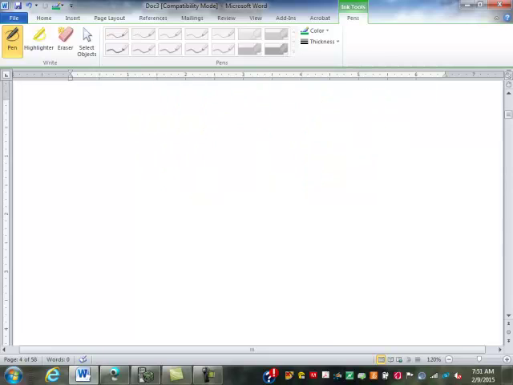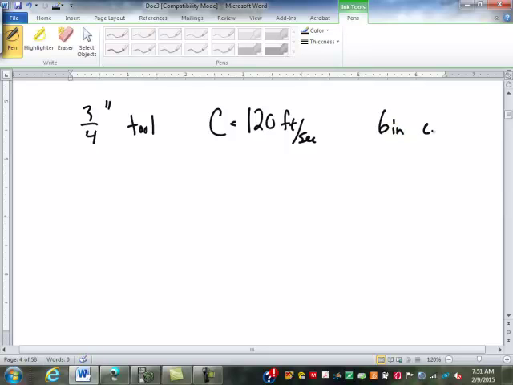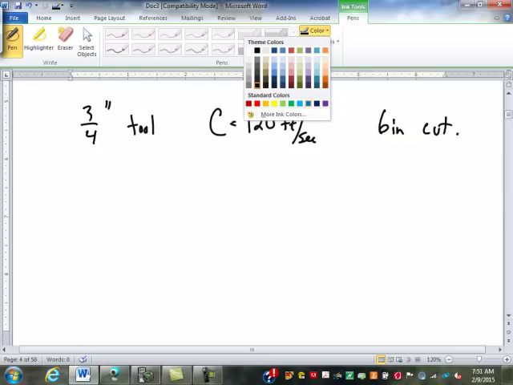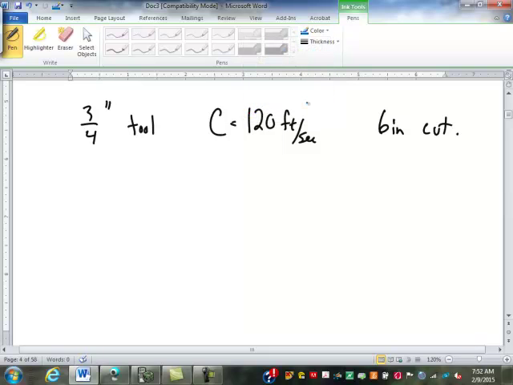So let's put this all together in one big example. Let's say that we have a 3/4 inch milling tool in a material where we can run a surface cutting speed of 120 feet per second. And we need to make a 6-inch cut. Let's figure out how long this would take.